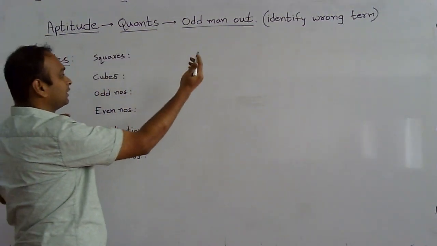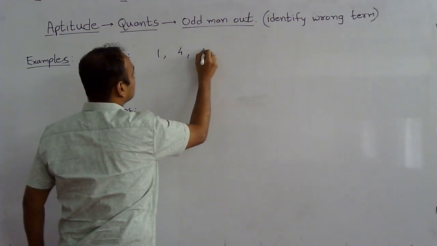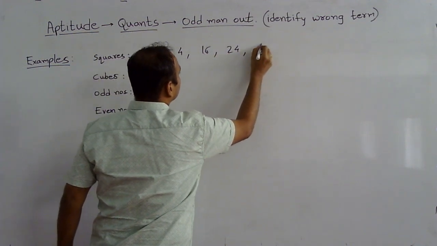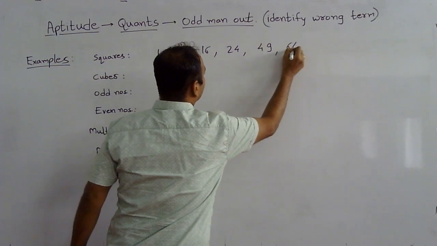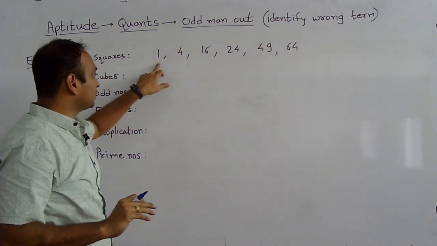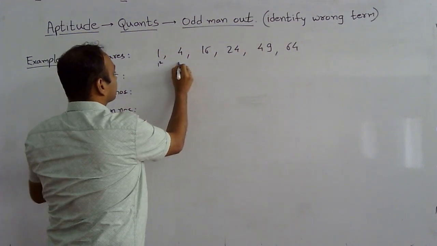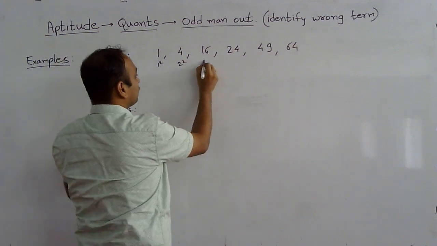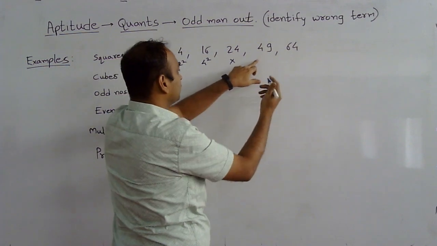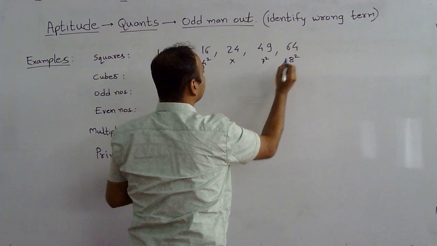In case of squares, let's say we have a series like this: 1, 4, 16, 24, 49, 64. Now in this series, if you note down, 1 is a square of 1, 4 is a square of 2, 16 is a square of 4, 24 is not a square of any number, 49 is a square of 7, and 64 is a square of 8.